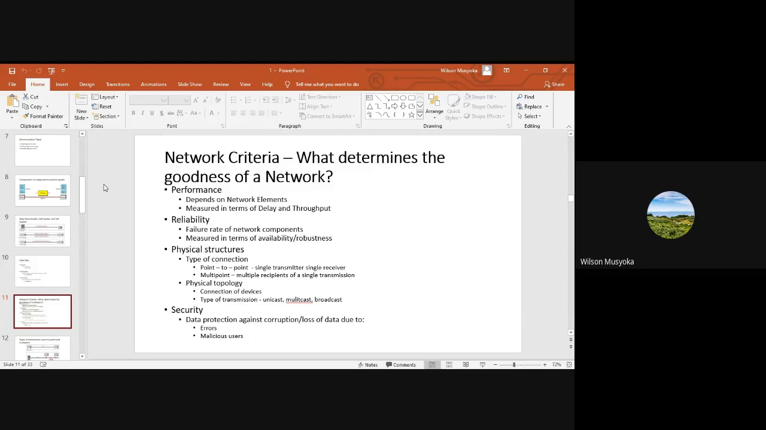We will look at attacks when we look at network security. Then the physical structure will also determine the goodness of a network. Here we are looking at the type of connection and the physical topology. These we will look at in a while and understand how they affect the goodness of a network. And then security, that is data protection against corruption or loss of data. And this could be due to errors or due to malicious users.